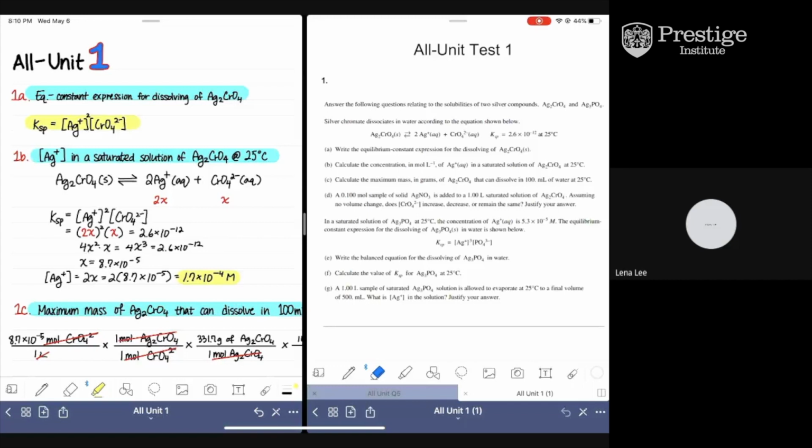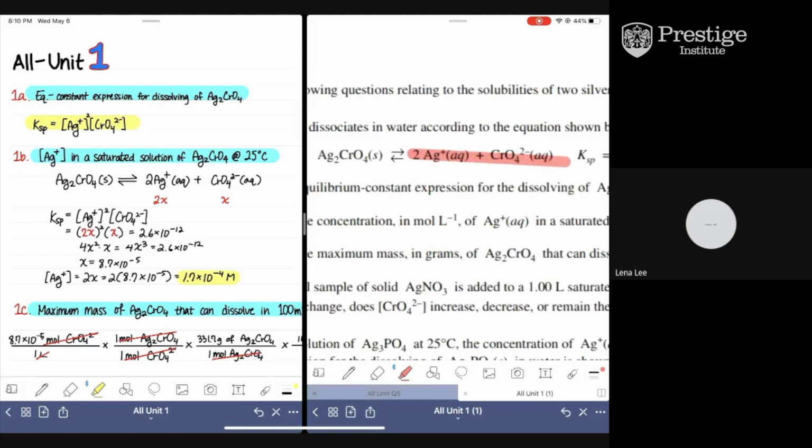So we are given 2 moles of silver ion and 1 mole of chromate ion, and so we're going to report it as Ksp equals the concentration of silver to the second power times the concentration of chromate ion, and that's not going to have any power because we know it's just 1 in front of it. So, easy stuff.